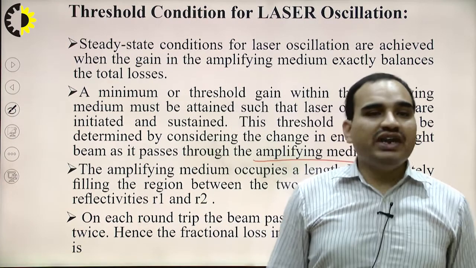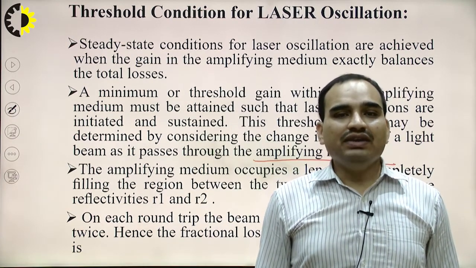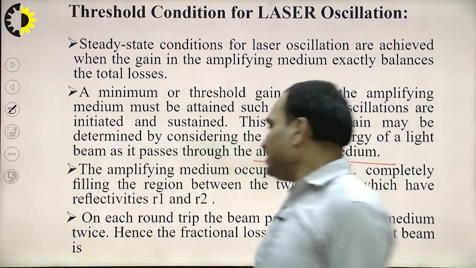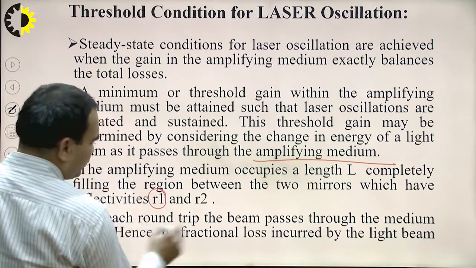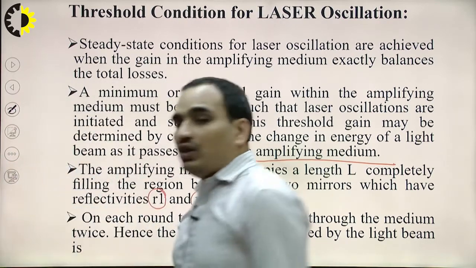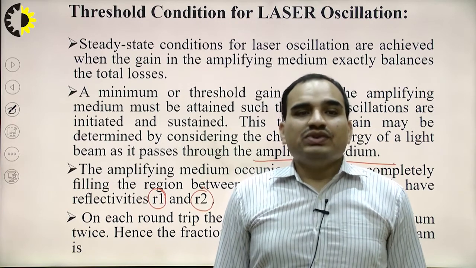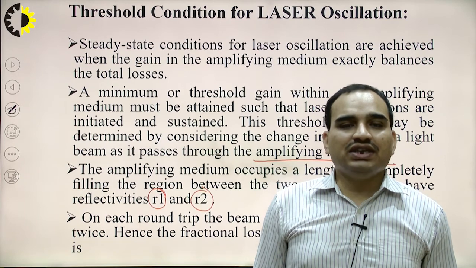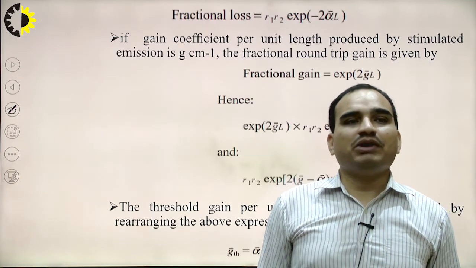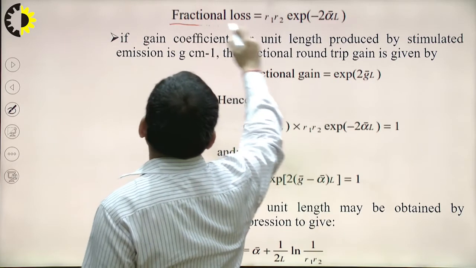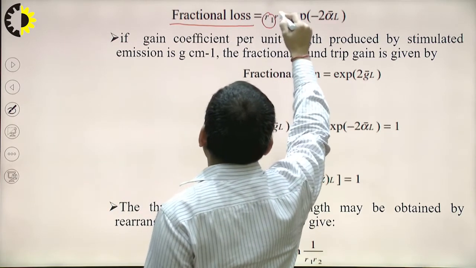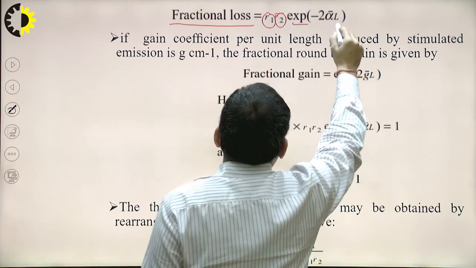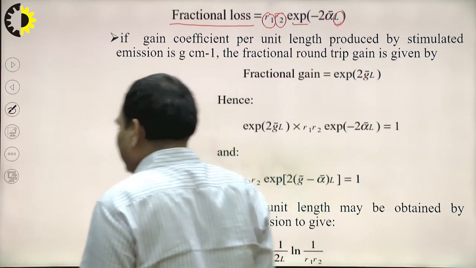The amplifying medium occupies a length L, completely filling the region between the two mirrors, which have reflectivities R1 and R2. On each round trip, the beam passes through the medium twice, hence the fractional loss incurred by the light beam is given by the reflectivities R1, R2 times exponential of minus 2 alpha times the spacing between the mirrors, capital L.